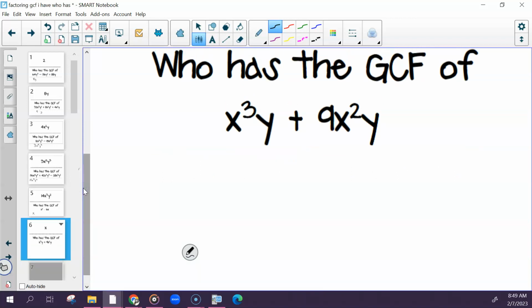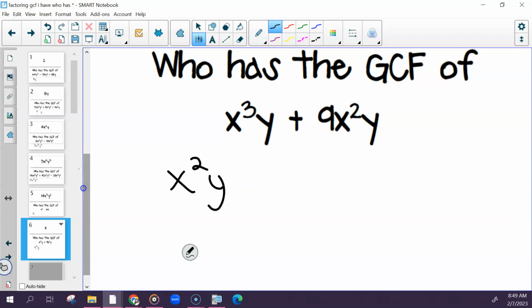Look at the people around you. Help those around you. Someone may have it and not realize it. Is there a number that they have in common? What do they have in common? X squared. Okay, so someone with an x squared. So someone that has that card, read that off.